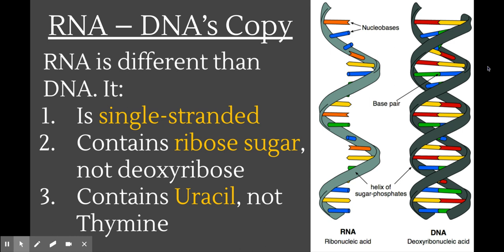They all contain adenine and guanine and cytosine, but DNA contains thymine, RNA contains uracil. They have different sugars, and because of the difference in the structure of the sugars and the difference in the structure of thymine versus uracil, RNA always ends up being a single-stranded molecule.